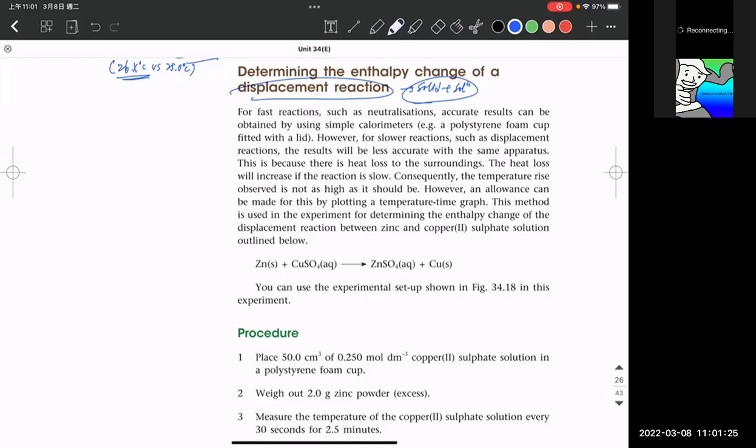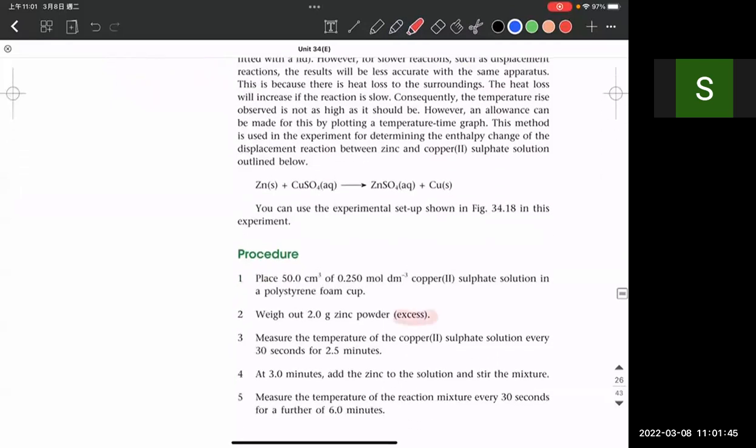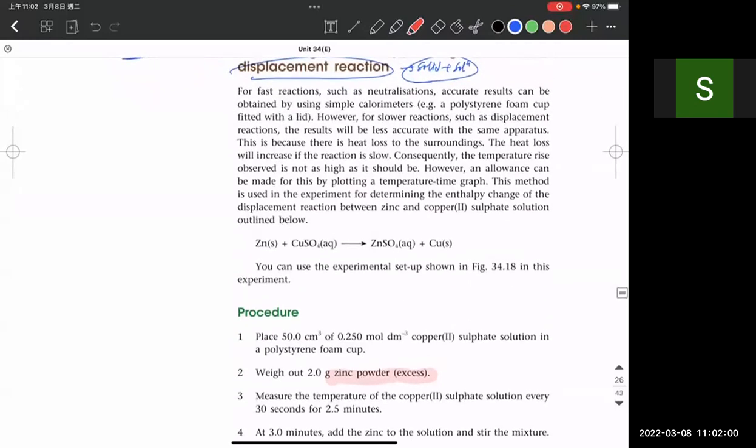It's also the air. So practically, it is impossible to measure the temperature of the powder. And what's more is that what Cyrus has mentioned, the solid, the zinc powder, should be in excess, while for the neutralization, we usually make the two chemicals just react. So this is something different. So what is the purpose of having zinc powder in excess?